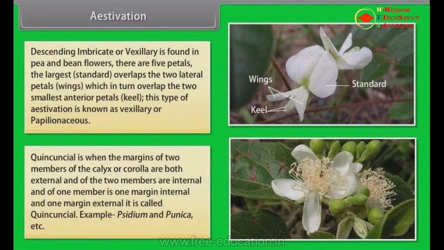Quincuncial is when the margins of 2 members of the calyx or corolla are both external, 2 members are internal, and of one member, one margin is internal and one margin is external. Then it is called quincuncial. Example, Psidium and Punica, etc.